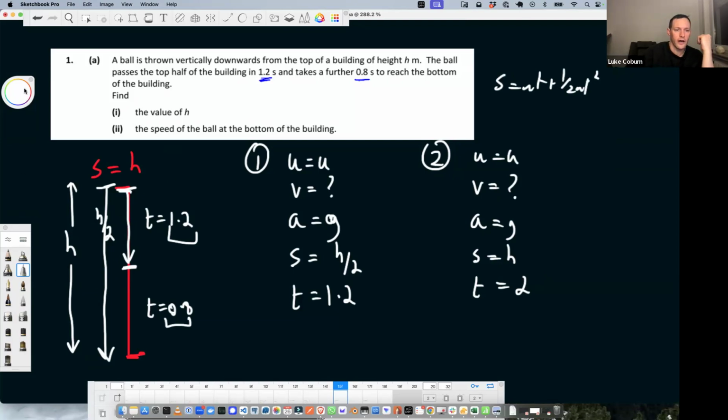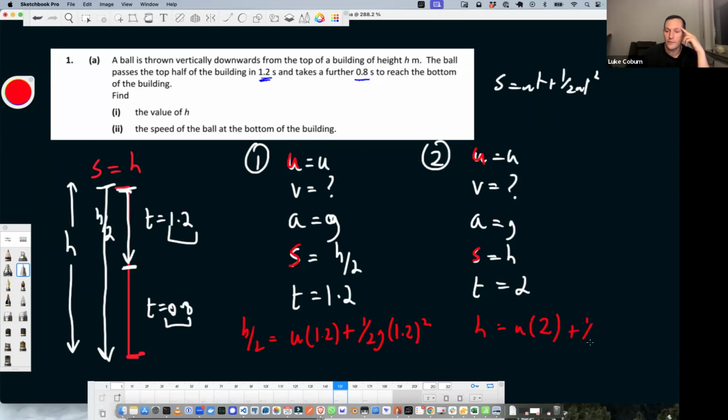And the 2 unknowns here are S and U, for both of them. So I'll say H over 2 is equal to UT, so that's U times 1.2 plus a half times G times 1.2 squared. And then here H is equal to U times 2 plus a half times G times 2 squared.